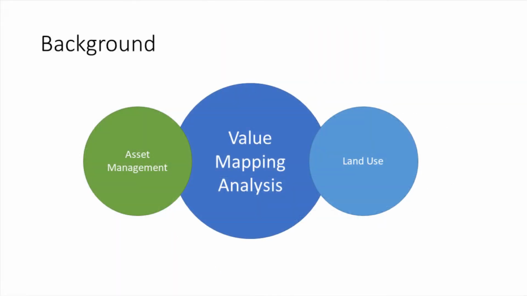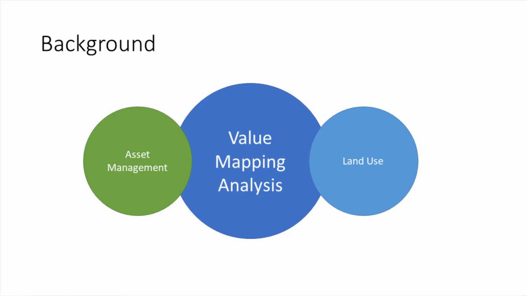So where value mapping comes in is it actually links our asset management with our land use planning. So how does that do that? Well, when we talk about asset management, we look at all the hard infrastructure that we have, like our roads and our pipes and our treatment facilities, and what are the true costs of maintaining that infrastructure over the long run, including its eventual renewal and replacement.